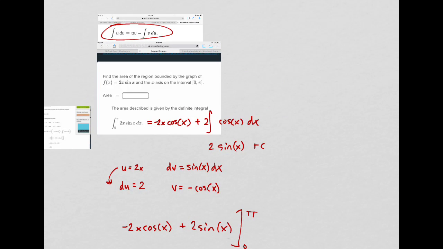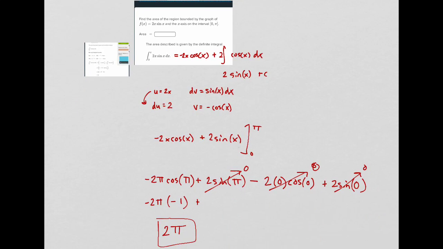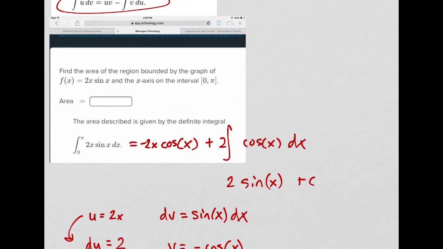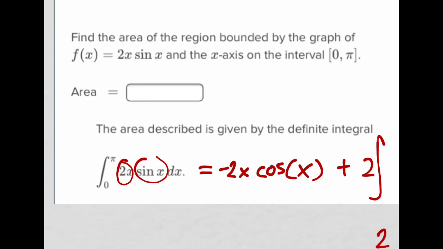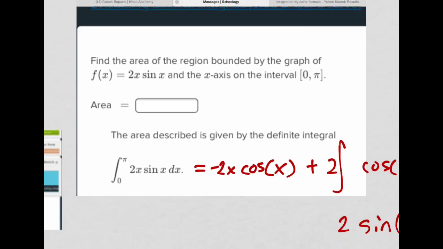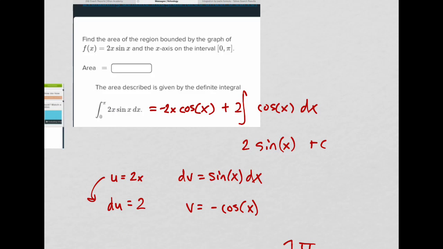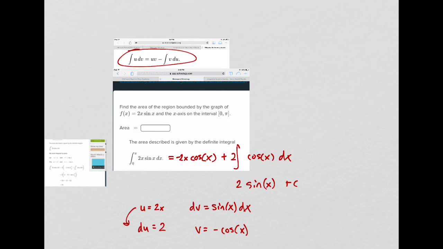There you go. I don't know if that made sense, but I'm going to be done with this video. I hope it did. Choose a u, choose a dv, anytime you have an integral with a product of two functions, and then use the integration by parts formula. Alright, I'm done.